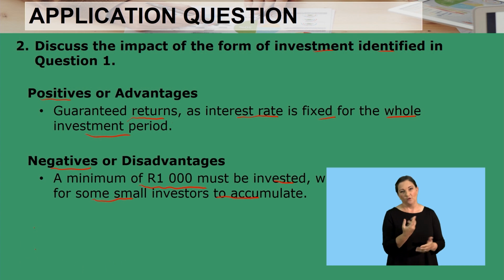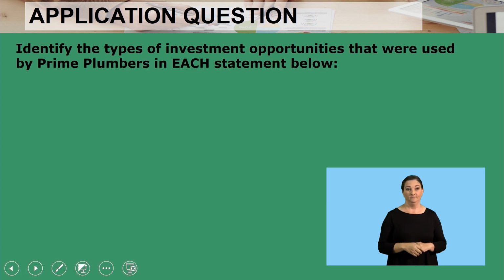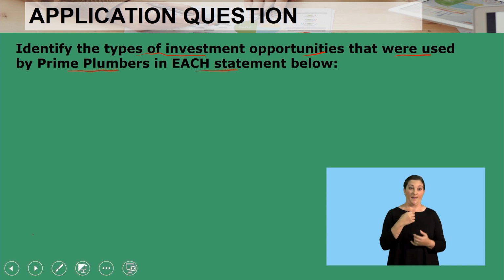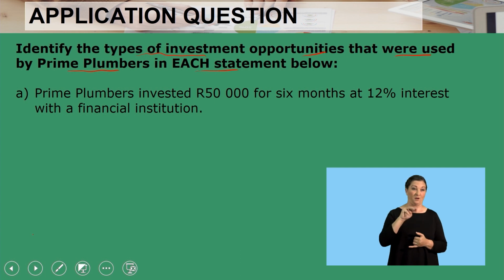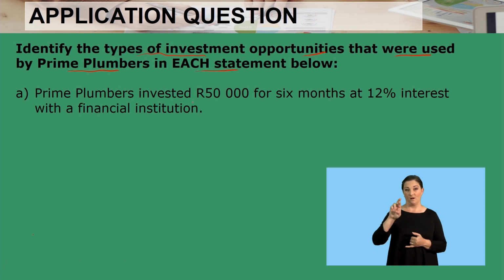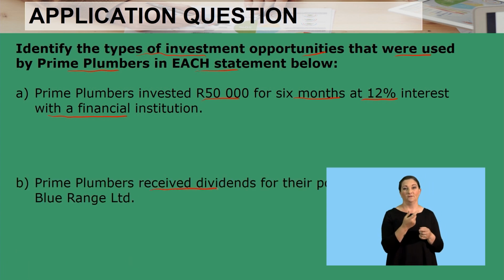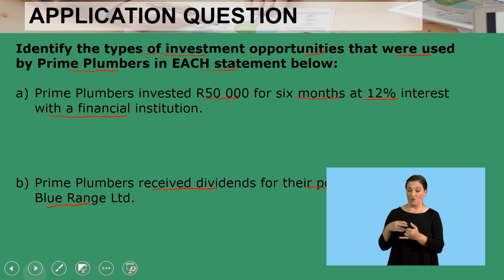It depends. Then we have now another application question which requires us to identify the types of investment opportunities that were used by Prime Plumbers in each statement below. Now, the first one, Prime Plumbers invested 50,000 for 6 months at 12% interest with a financial institution. Then another one is Prime Plumbers received dividends for their portion of ownership in Blue Range Ltd.